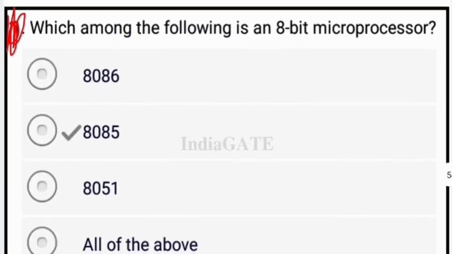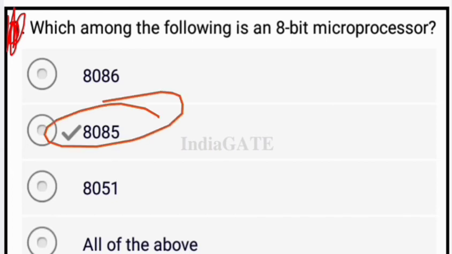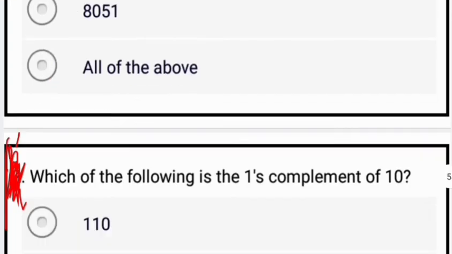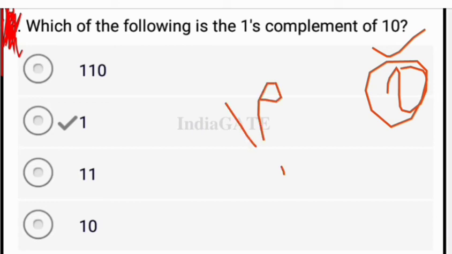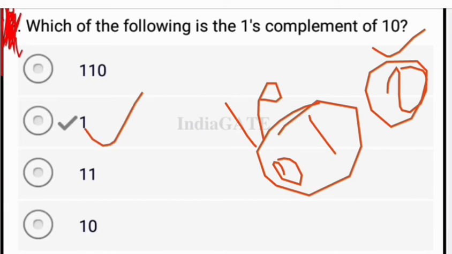Now come to the next question. Which among the following is an 8-bit microprocessor? So we know that the 8085 microprocessor is an 8-bit microprocessor, that is option second. So option second is your correct answer. Now come to the next question. The next question is, what is the one's complement of 10? 10 is what? That is 2, and the complement of 2 is what? 10, that is 0, 1, that is 1. 1 is your correct answer. Option second is your correct.